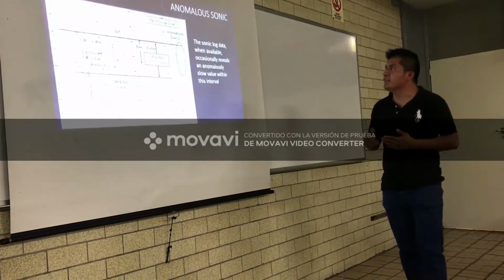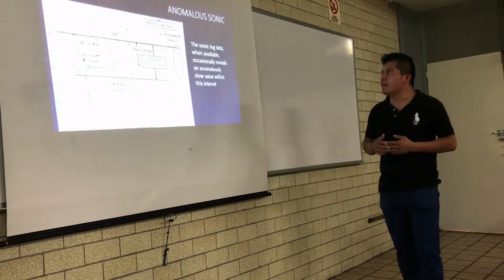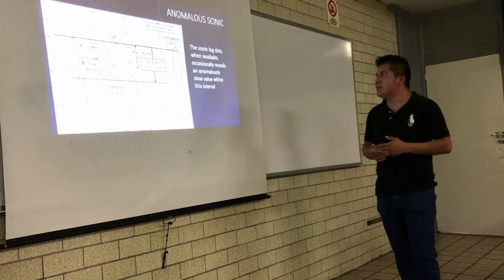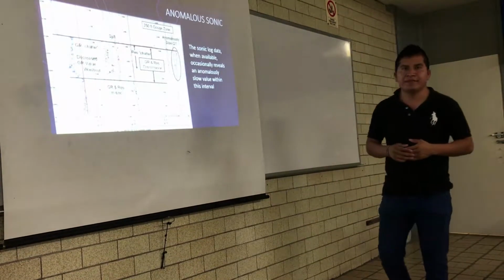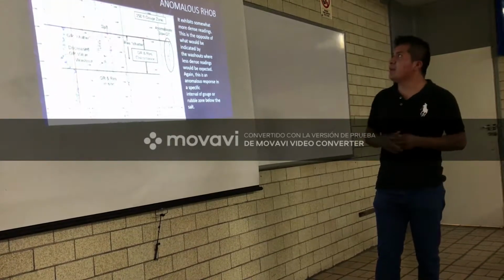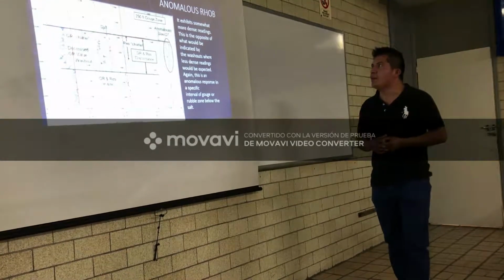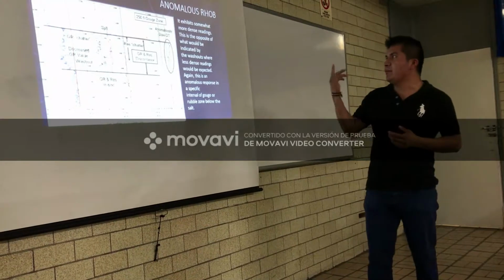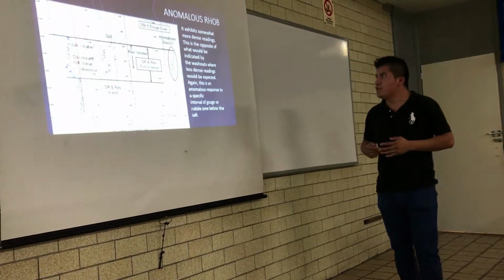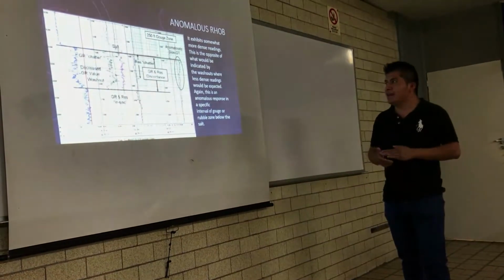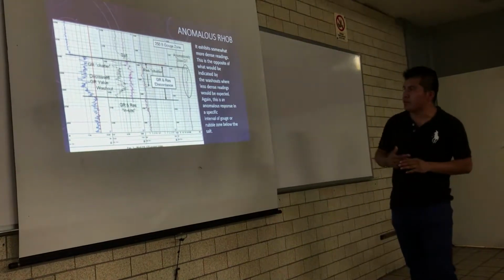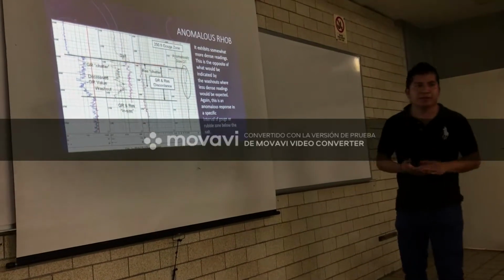Anomalous sonic. The sonic log data, when available, occasionally reveals an anomalously slow value within this interval. Next, the anomalous raw that exhibits somewhat more dense readings. This is the opposite of what would be indicated by washout, where less dense readings would be expected. Again, this is an anomalous response in a specific interval of gauge or Rubble Zone below the salt.